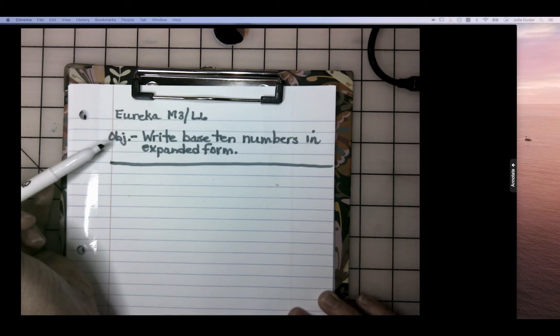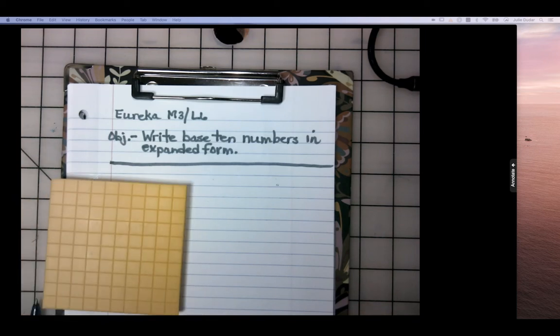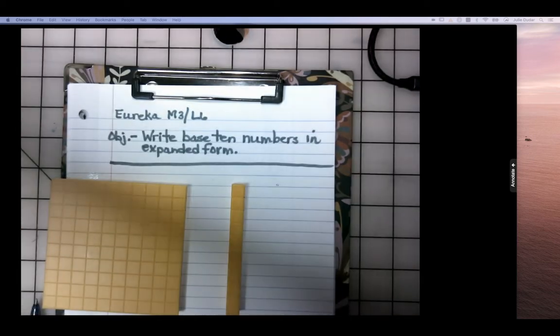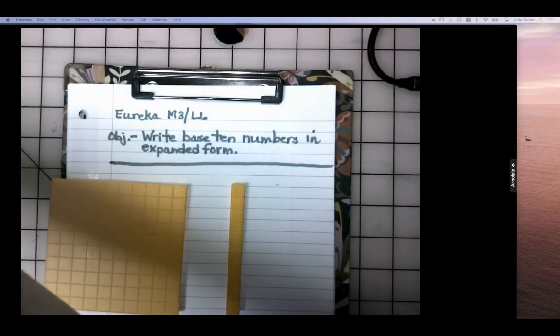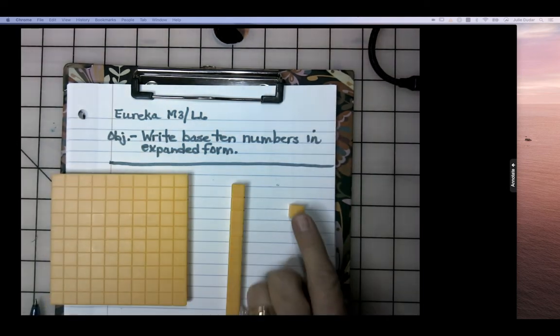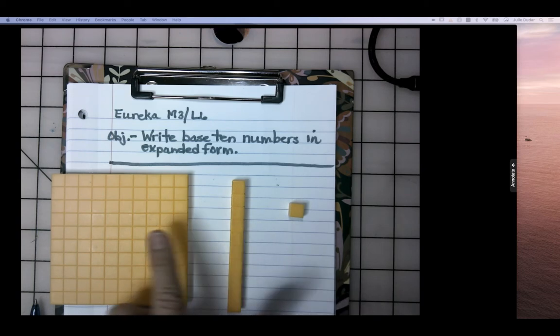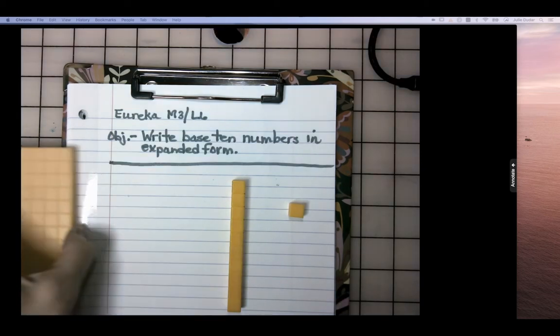The objective is to write base 10 numbers in expanded form. And base 10 means that we are thinking about how 10 ones makes a 10, how 10 tens make 100. So we're talking about base 10. 10 of these makes one of these, and 10 of these makes one of these.